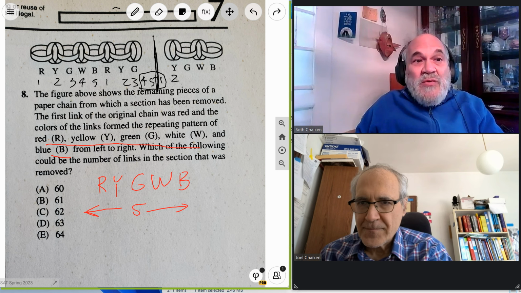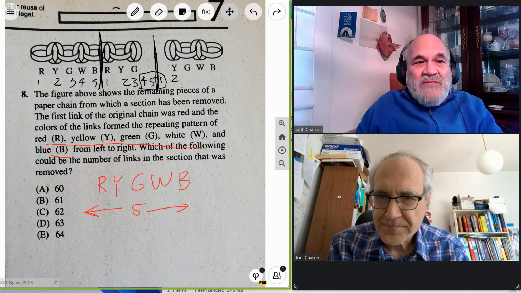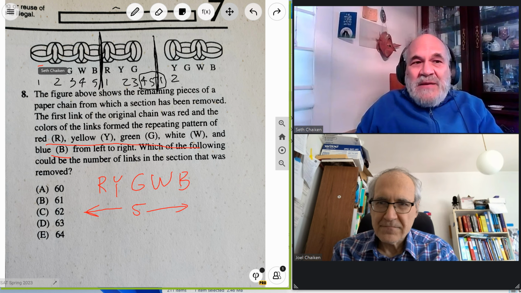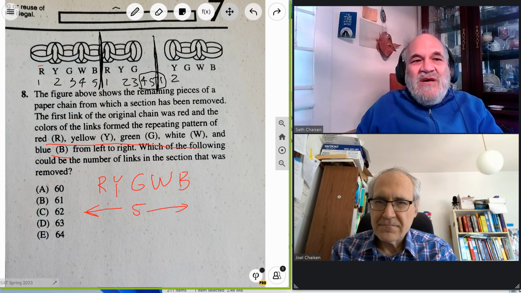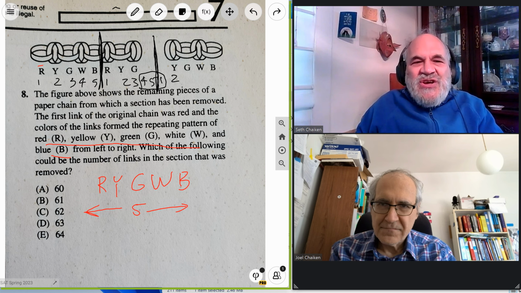This is what I do: approach it very directly. I start from the beginning, and I see it starts with red, just like they said. So I said red, RYGWB. Okay. Then I continue, RYG, and after the G there's a W. So the gap is going to begin with a W. Right. Now, what about the end of the gap? Well, there's a blue here. I'd read it backwards. Look at that.